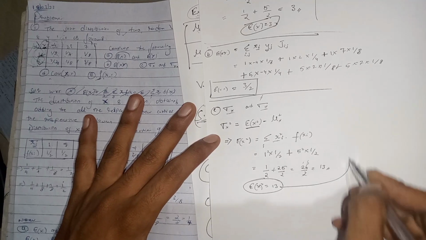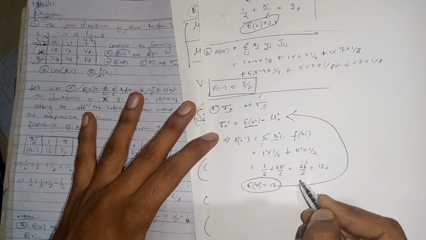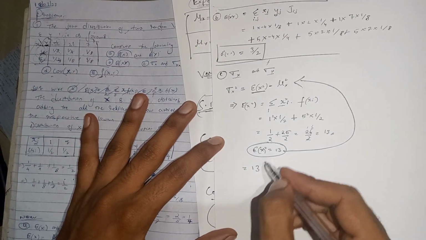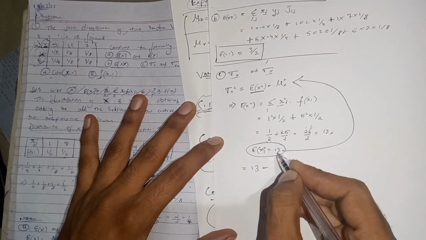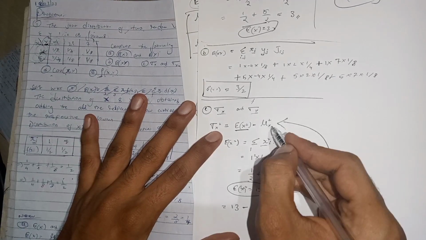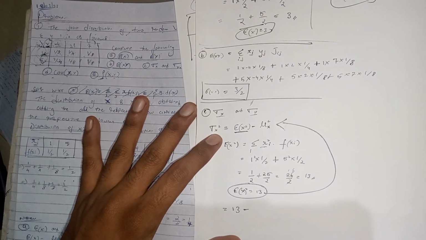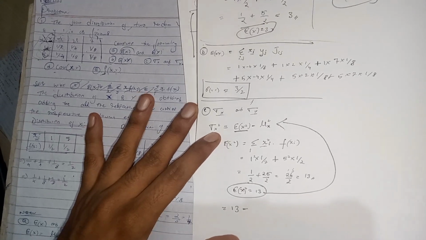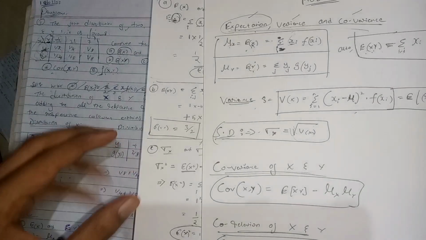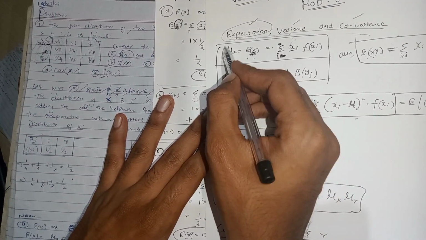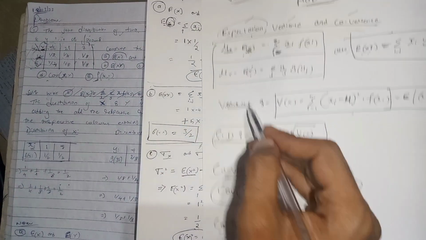You just substitute this value into this. I will substitute 13 in place of E of x square. Now what is this mu x square? I have told you earlier itself that E of x is nothing but we can also call it mu x. E of x can be called mu x also.